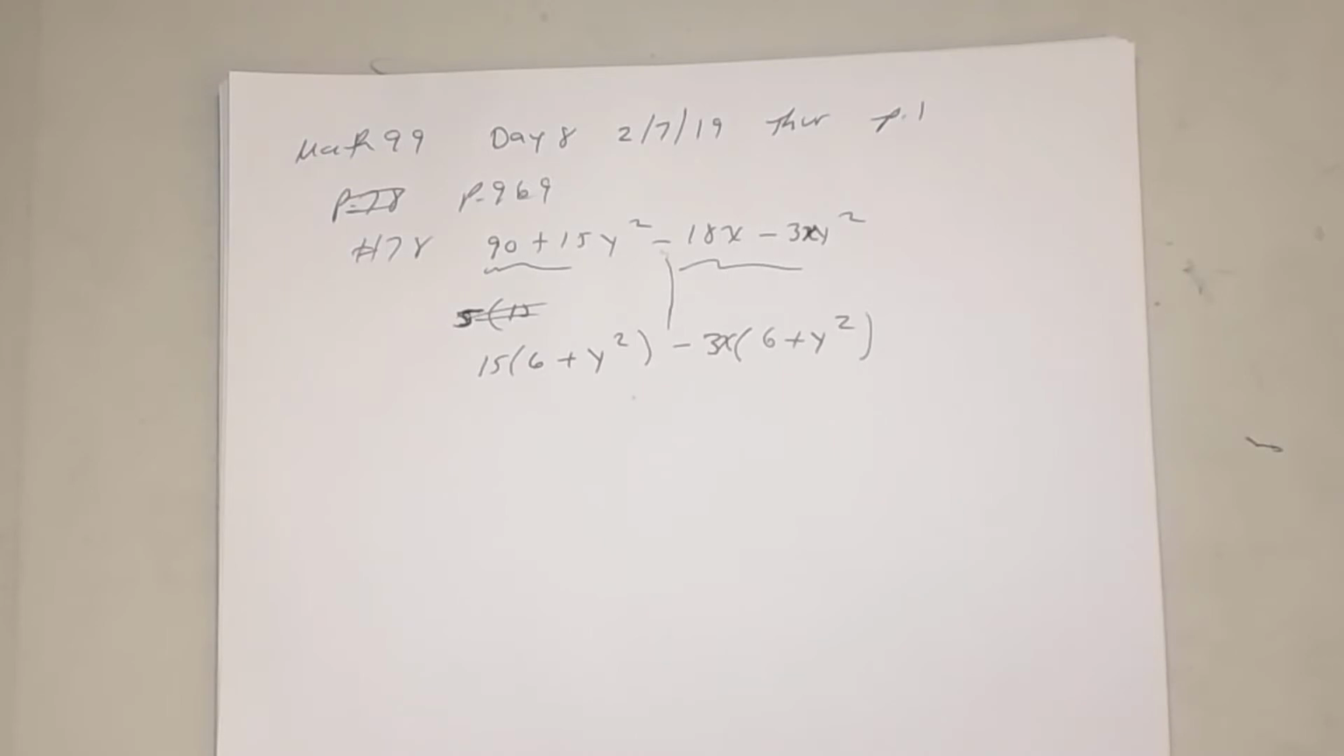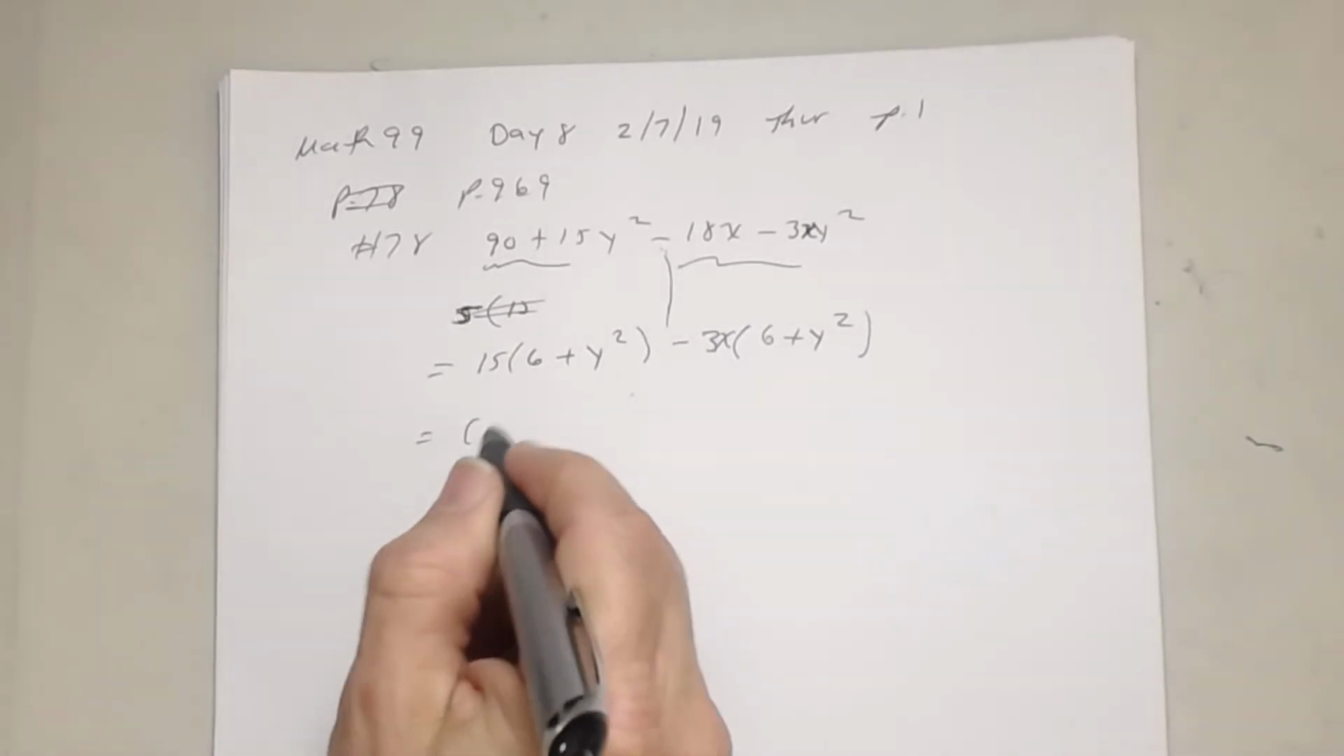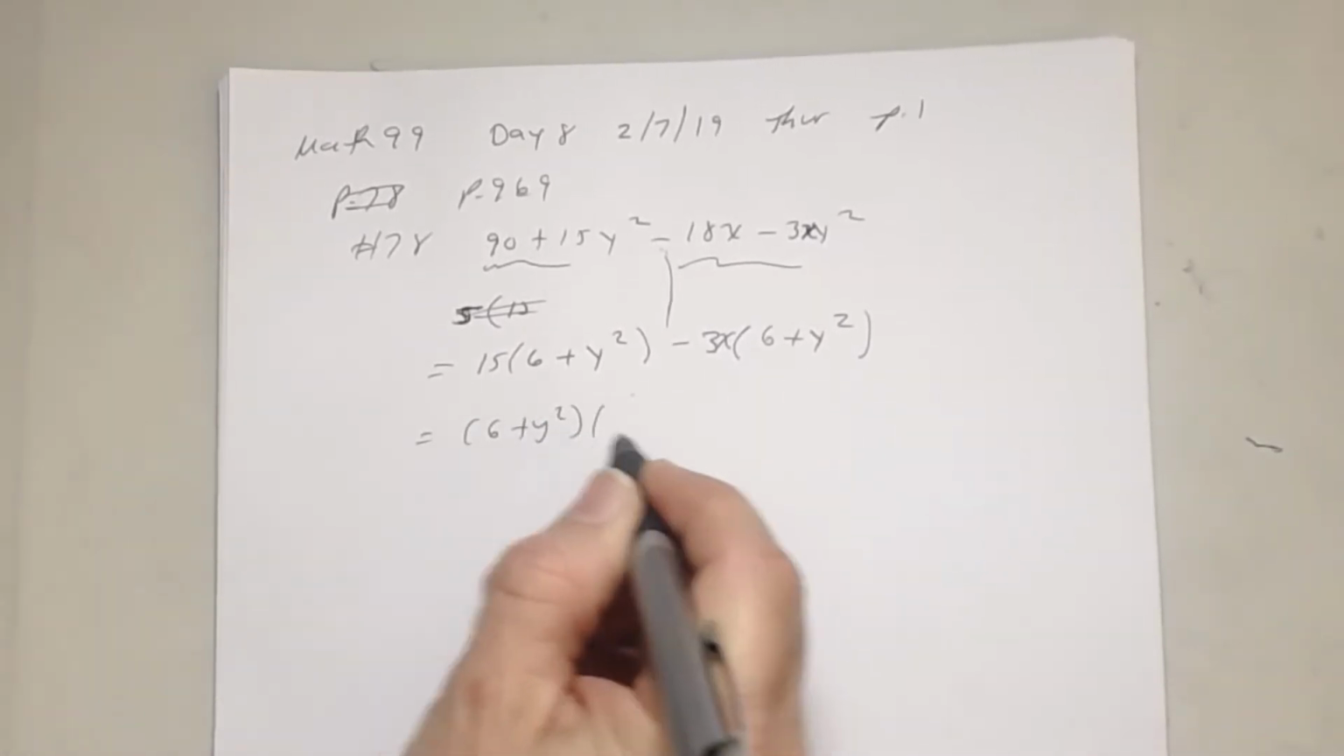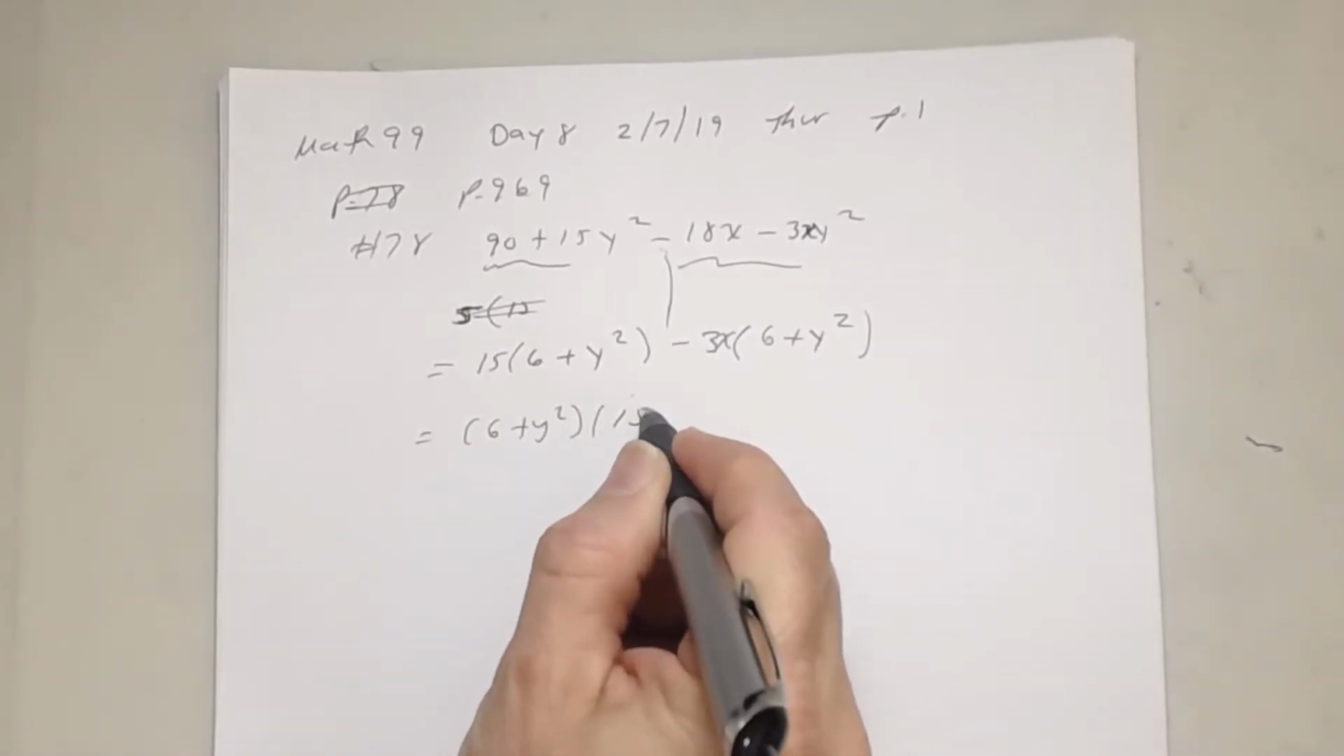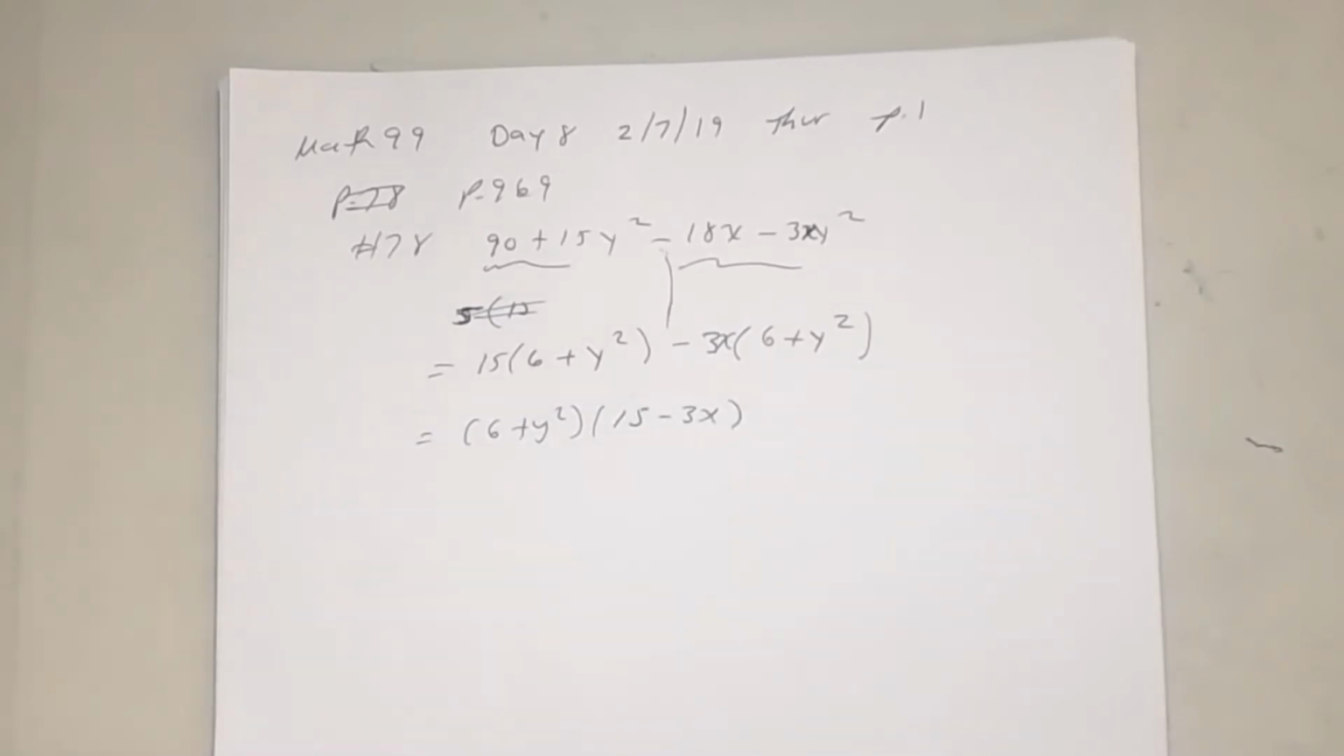Okay, so the GCF of those two terms is now 6 plus y squared. So you get 6 plus y squared times what? Times 15 minus 3x. Okay, now if you did it that way, all of you should have gotten this, because grouping is not difficult. Here's a problem though.